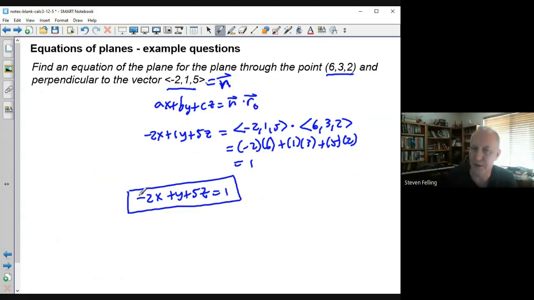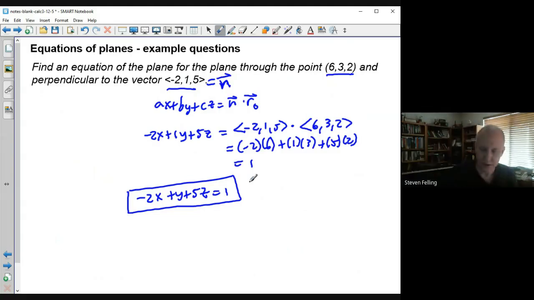Okay, so really not bad. It sounds worse when you describe it compared to what you have to do, but you have to have a vector that's normal so that you can have your a, b, and c numbers to use as multipliers. And then you have to have 1 point on the plane so you can get an initial point vector to take the dot product to find the constant on the right.